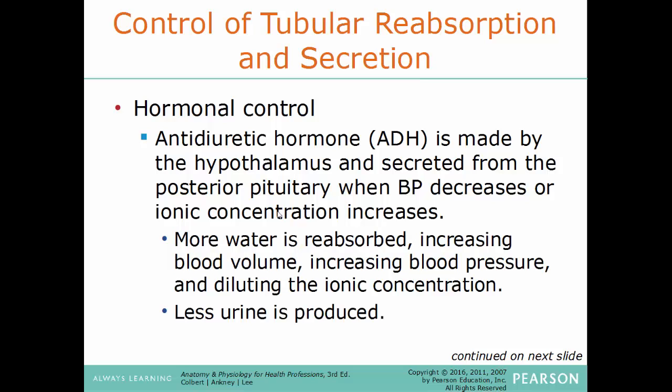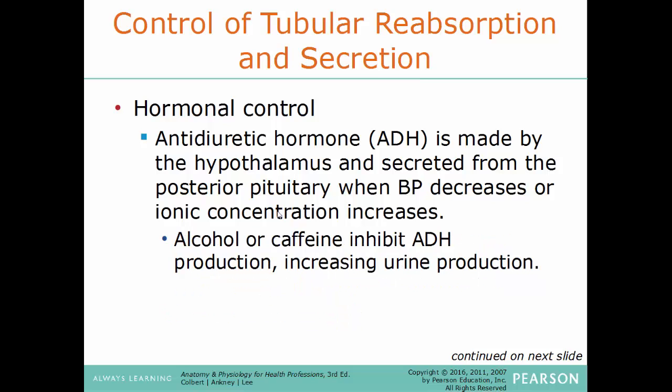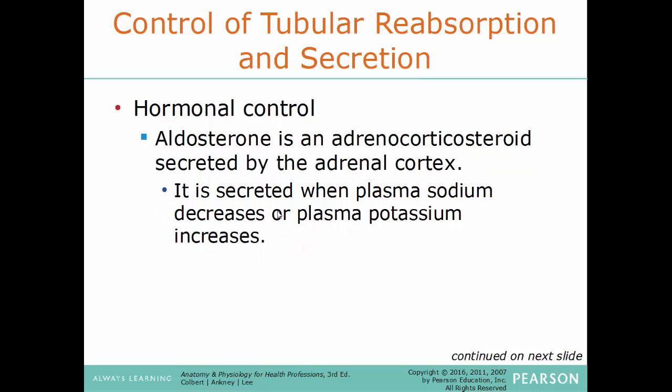So when more water gets reabsorbed, this will increase blood volume, which will increase blood pressure, and therefore dilute the ionic concentration. The overall point of ADH is to make less urine. Now things like alcohol or caffeine will inhibit ADH, which is why you urinate more whenever you drink caffeine or whenever you drink alcohol.